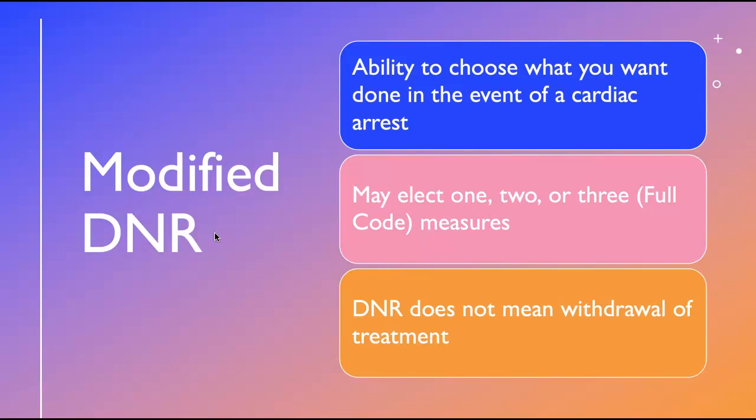Many patients are unaware that they are able to modify this DNR. A patient may choose whether they want 1, 2, or all 3 measures, which would be a full code, performed. Some patients may not want the pain of going through chest compressions due to age or other comorbidities, and some patients would like chest compressions and meds, but not a breathing tube.